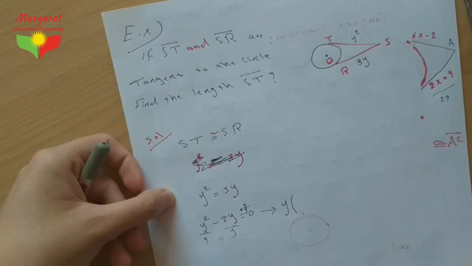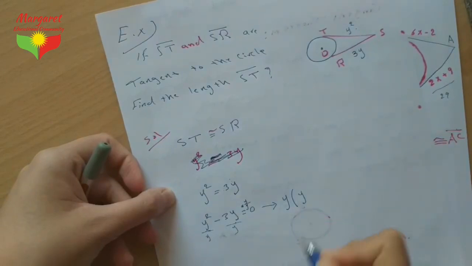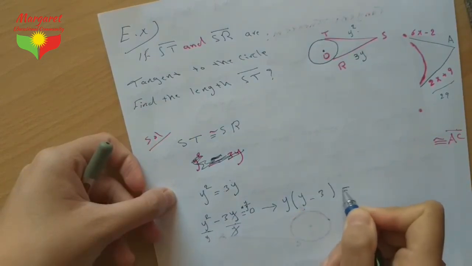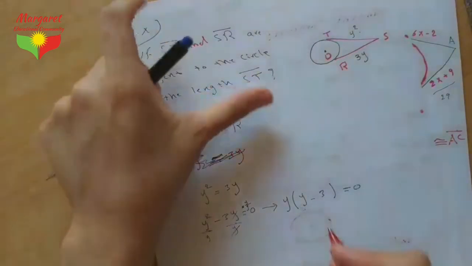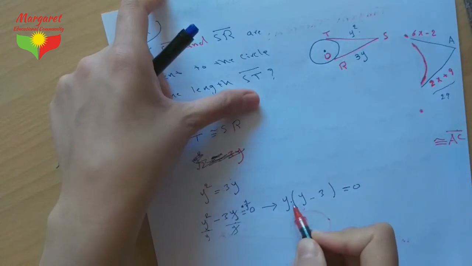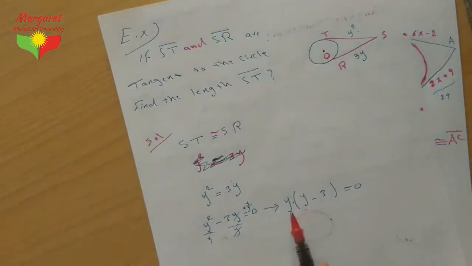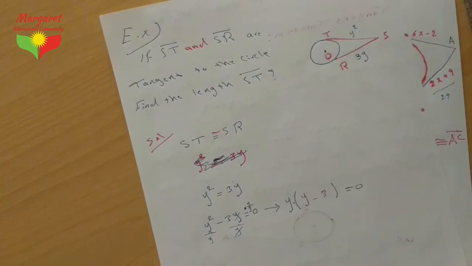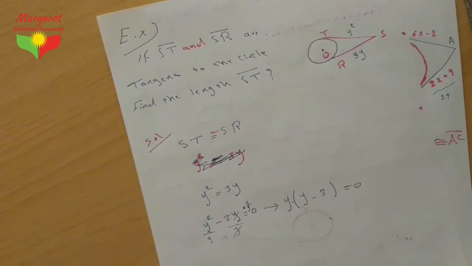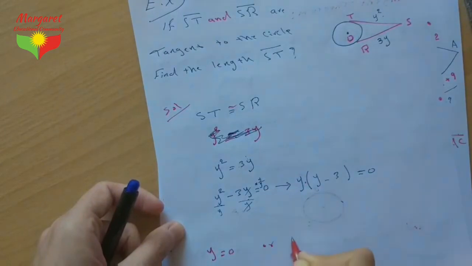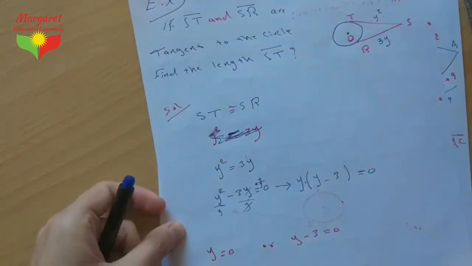Y power 2 divided by y is y, minus 3y divided by y, and y and cancellation, we have 3, equal 0. So because y times y minus 3 equals 0, it means y equals 0 or y minus 3 equals 0.